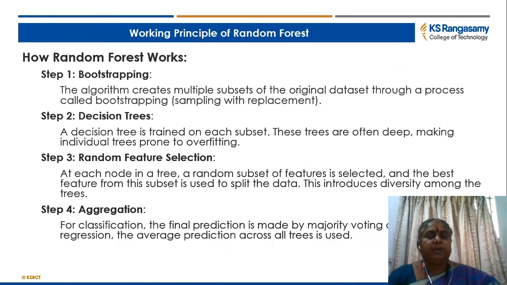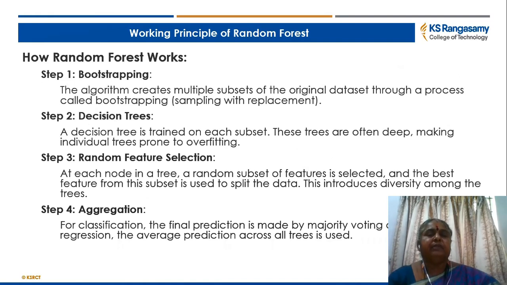So working principle of random forest: first step is bootstrapping. The algorithm creates multiple subsets of the original dataset through a process called bootstrapping, that is sampling with replacement. Next step is decision trees. A decision tree is trained on each subset. These trees are often deep, making individual trees prone to overfitting.